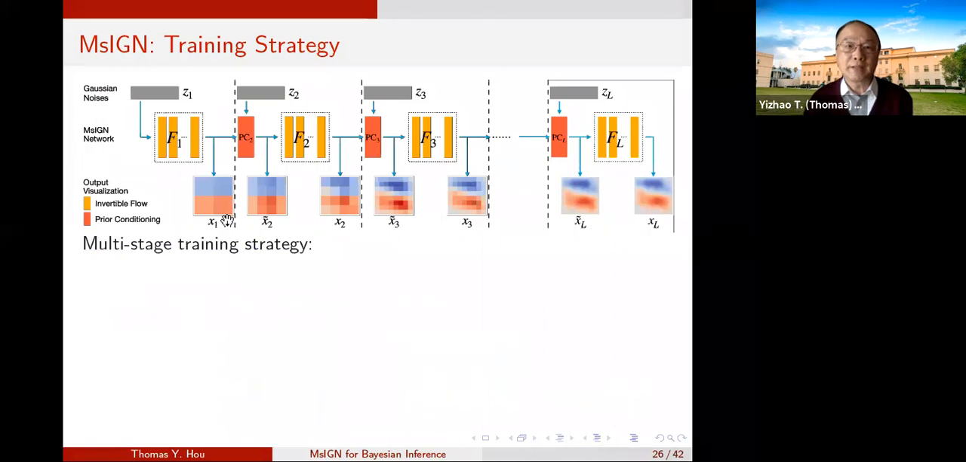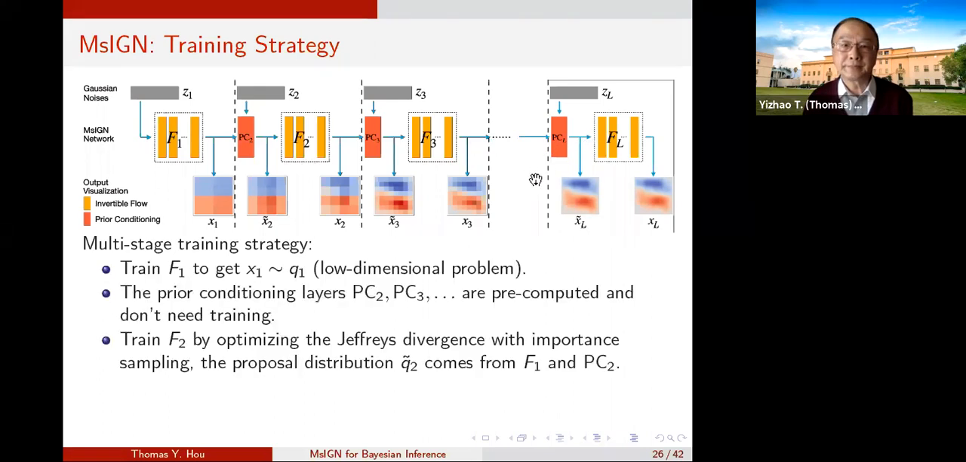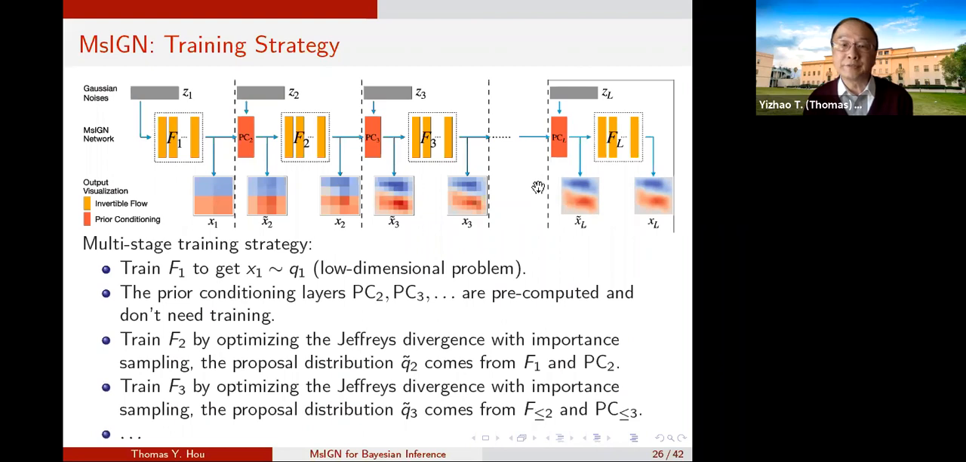Now let me recap the strategy that I mentioned earlier. We have determined to use the Jeffrey divergence as our discrepancy. We go through the same steps as before. You start from the first scale, use the PC preconditioning to generate an approximate sample x2 tilde, and then go through the chain of the F2 map in the second scale, and then you go all the way. You can do it recursively.